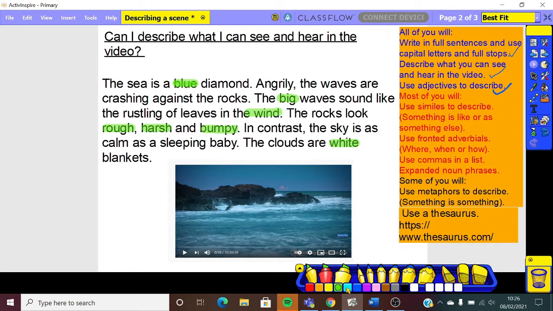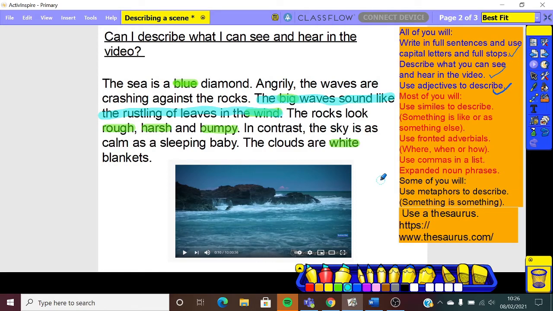Oh, wrong colour. Let's go blue. There we go. So I'm saying that the sound is like something else. So the sound of the waves is like the rustling of leaves in the wind. Okay, I think I might have one more in there. Let's have a little look.